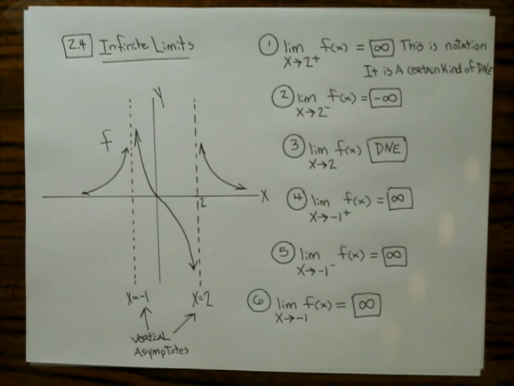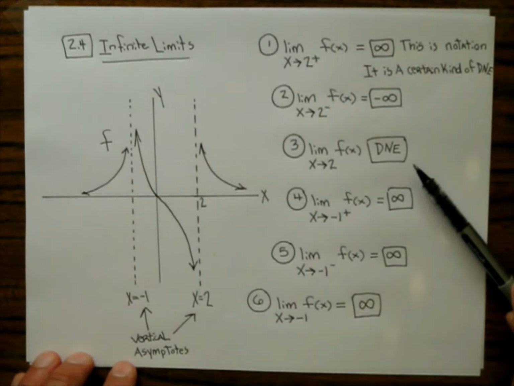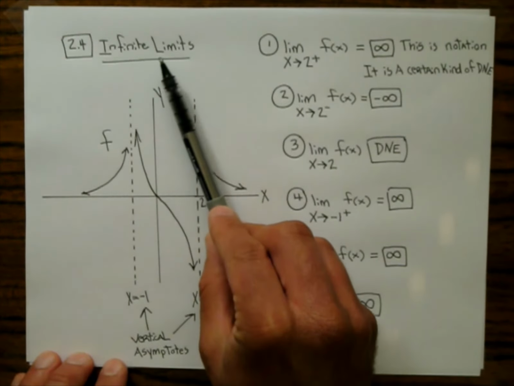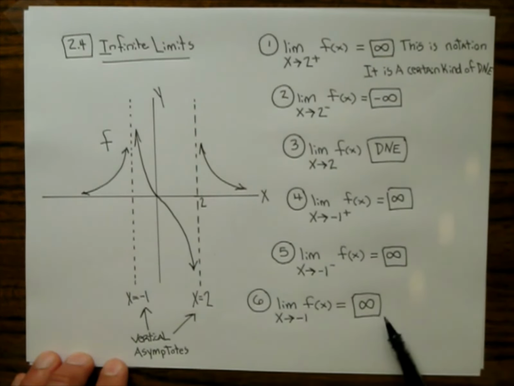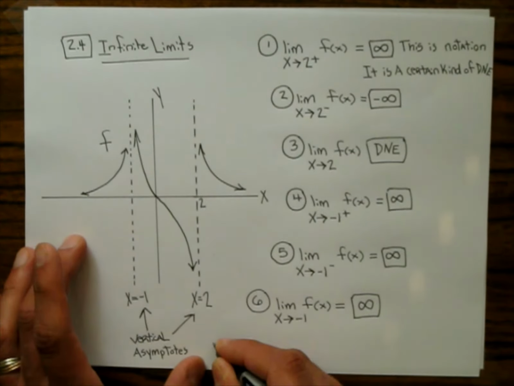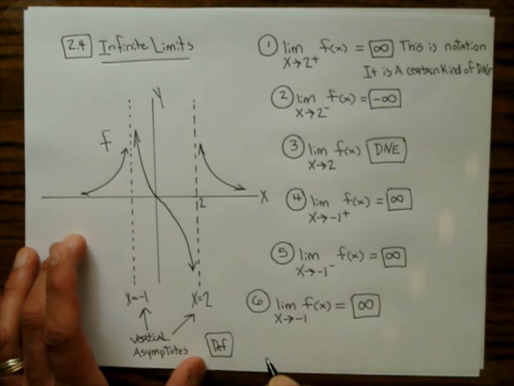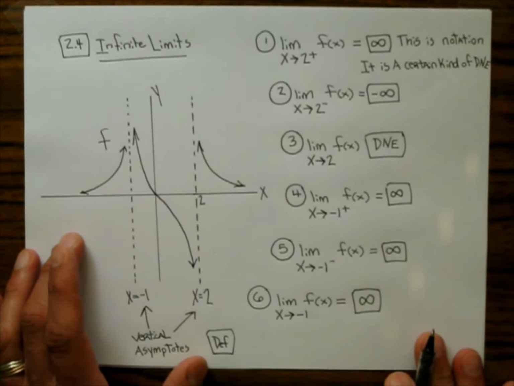So once again, when you put infinity or negative infinity, it's a certain kind of DNE. These are called infinite limits. Now you can see why, because infinity is involved in some of them. And that is the deal. Before we move on, let's go ahead and do a definition. I'll put the definition down there.